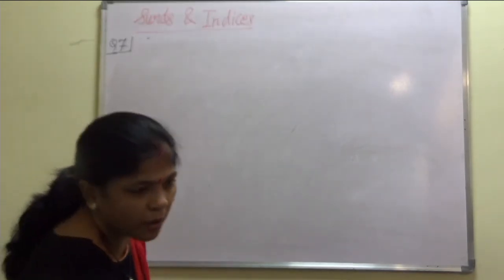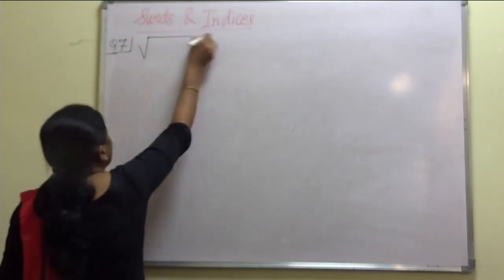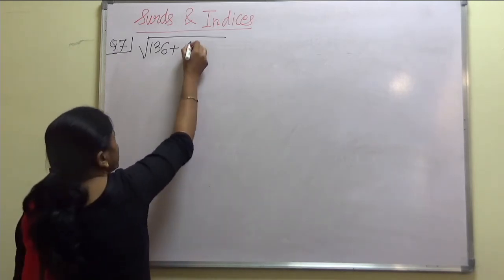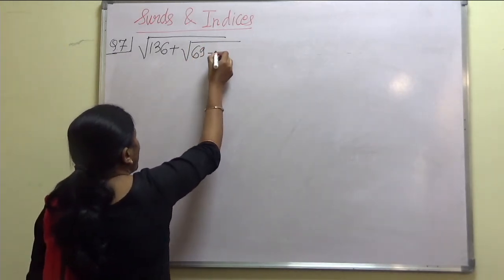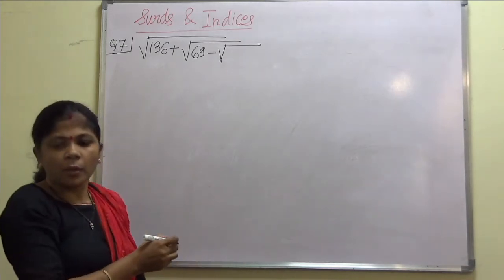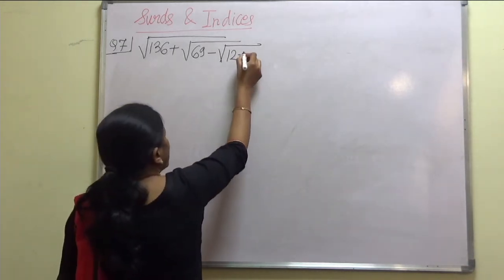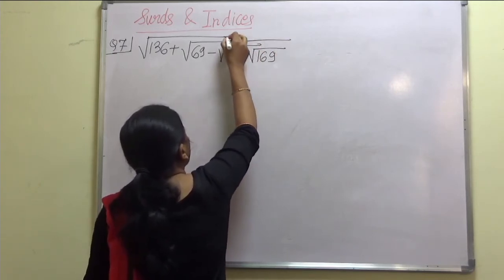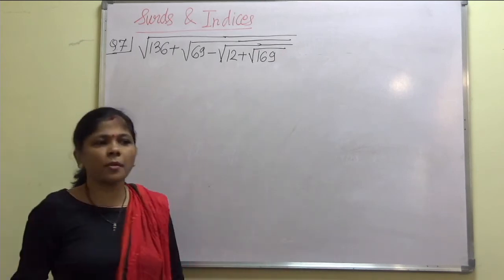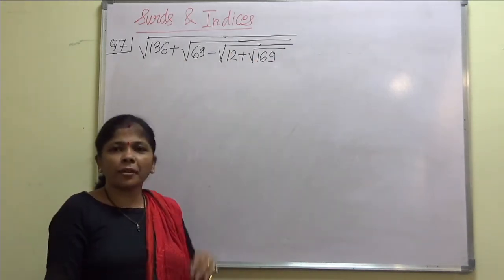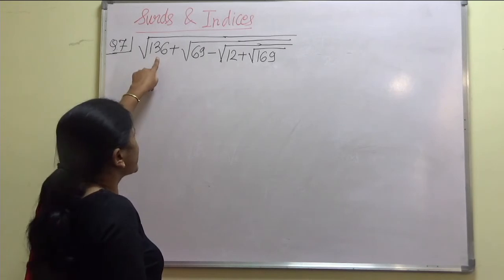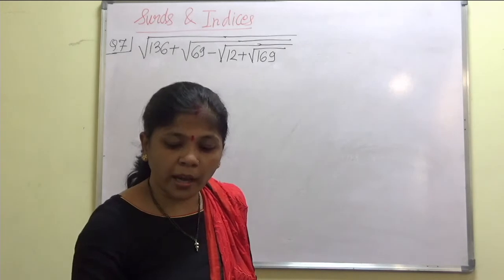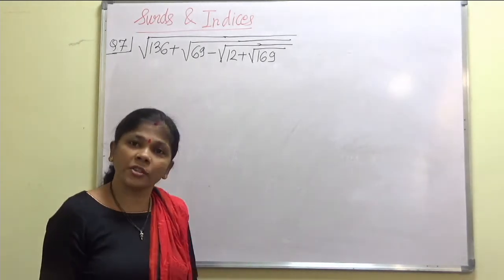Say it is under root of 136, then plus under root of 69, then minus under root of, we have 12 plus under root of 169. Right. So what is the observation? That here we have a finite number of terms, but we are finding the base number as different one, right? So here we don't have as such any shortcut formula to be implemented, right? So how to solve such type of problems?